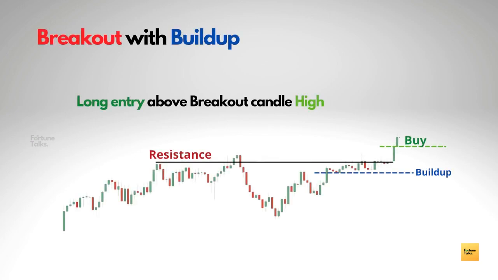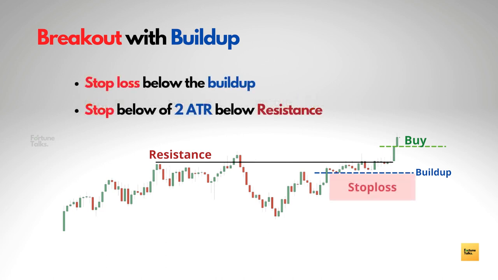So my point is that when you see a consolidation at a resistance, basically a build-up just in front of the area of resistance, this is a sign of bullish strength. In this scenario, I'll be looking to go long, and my trade entry is when the price trades above the breakout candle high, and I will put my stop loss below the resistance level, that is below the low of the build-up or consolidation, or you can even keep it around 2 times the ATR value below the resistance.